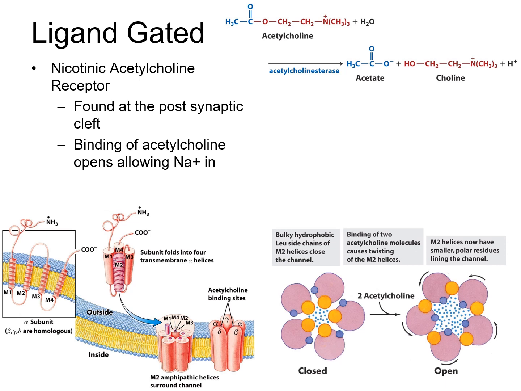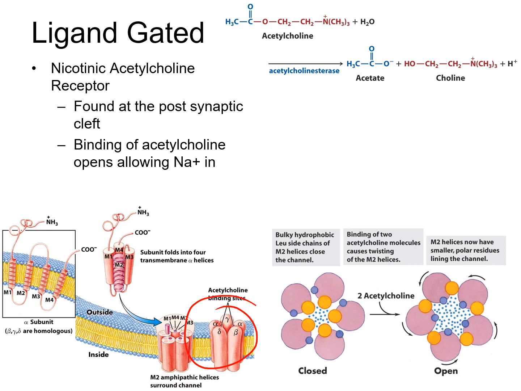So I mentioned earlier there are things that had gates, so basically barriers. Nicotinic acetylcholine receptor, or NAR, is found at the postsynaptic cleft. Binding of acetylcholine is going to open it, allowing sodium to pass through. And so what's going to happen here is this protein complex looks a little bit like this. So a series of alpha helices.